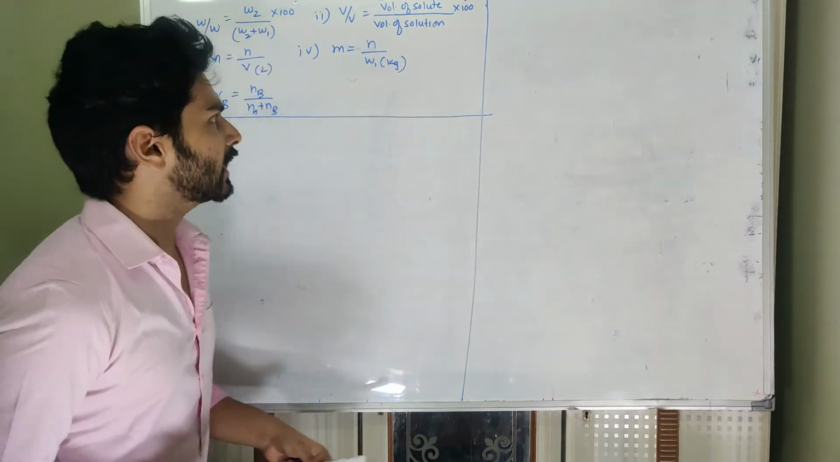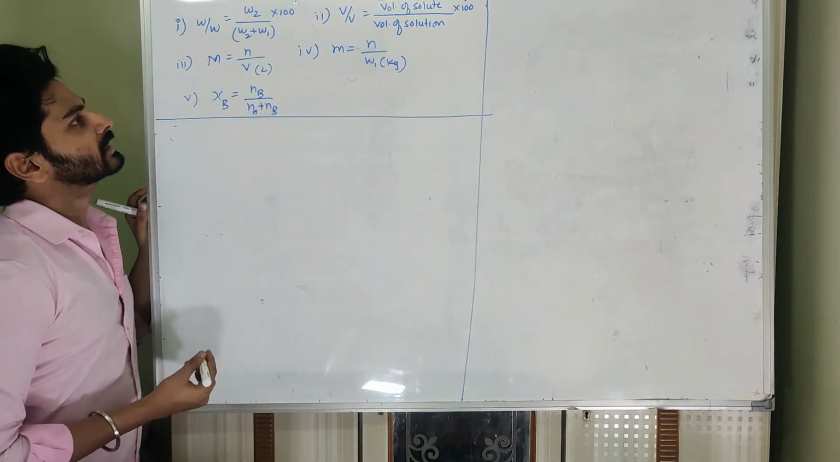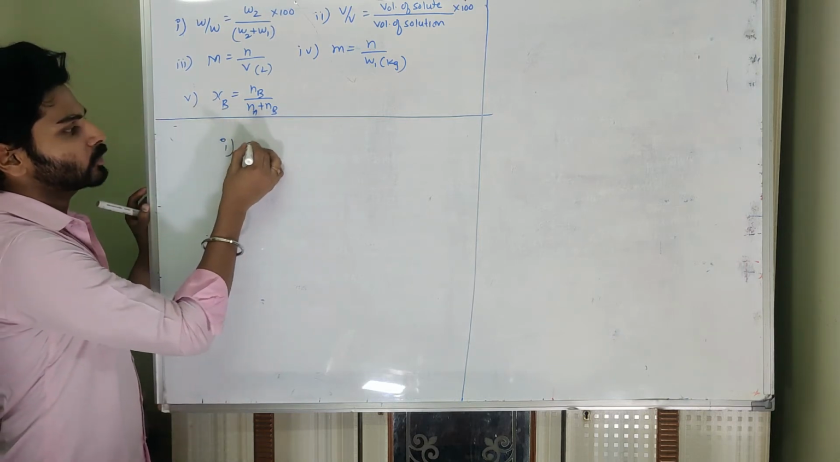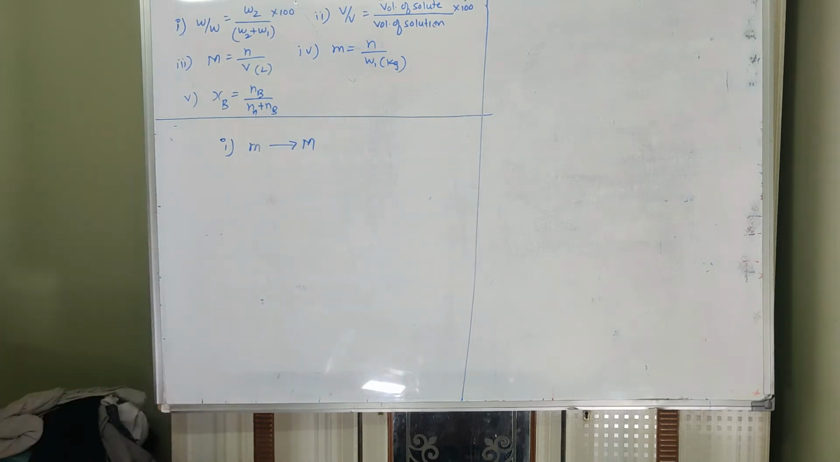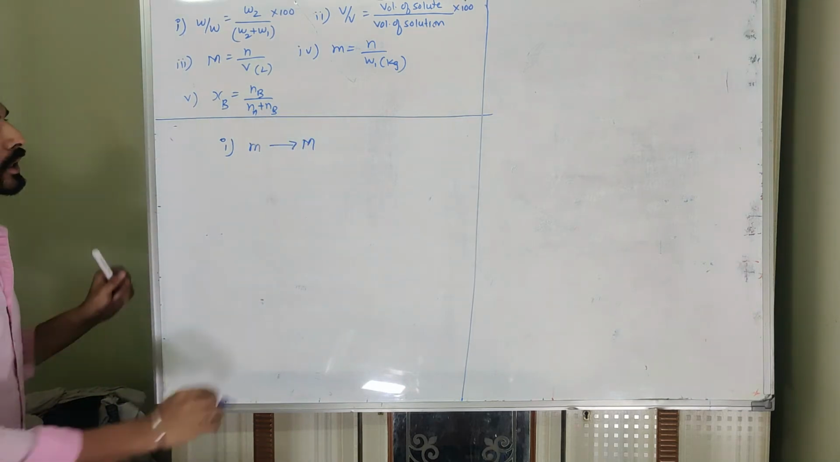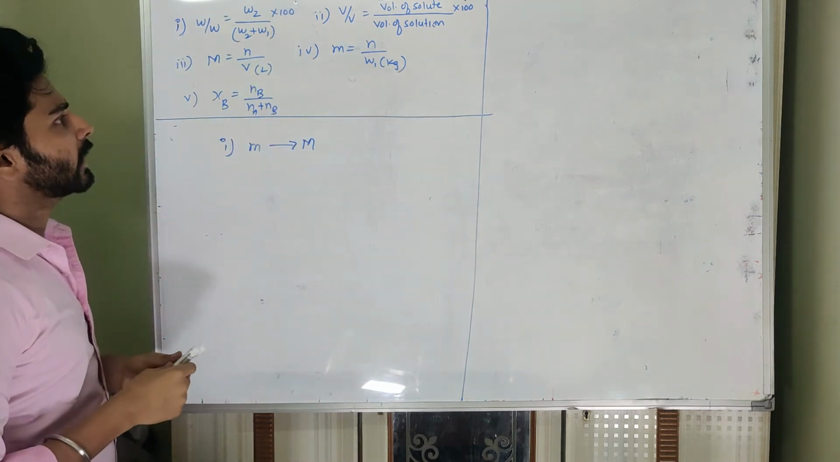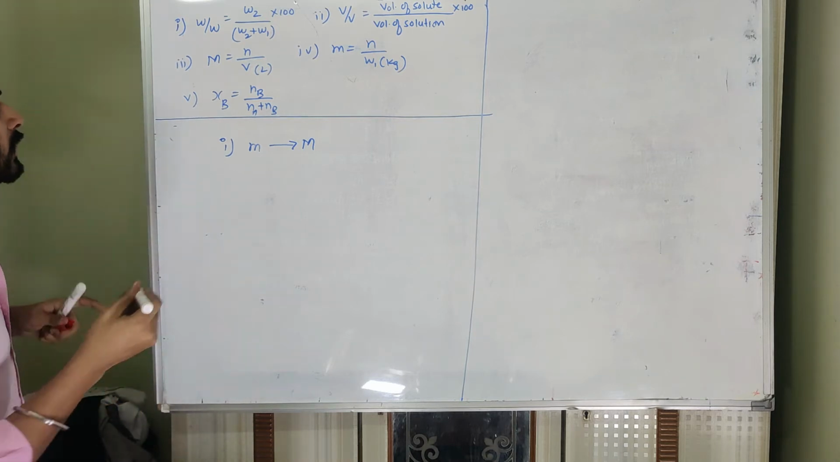So before that we have to know some conversion formulae. Like one formula we have to know is molality to molarity directly. So a direct formula to calculate molality to molarity. We will derive it now. We don't need to know the derivation, only the final formula we have to know. But we will derive it here.